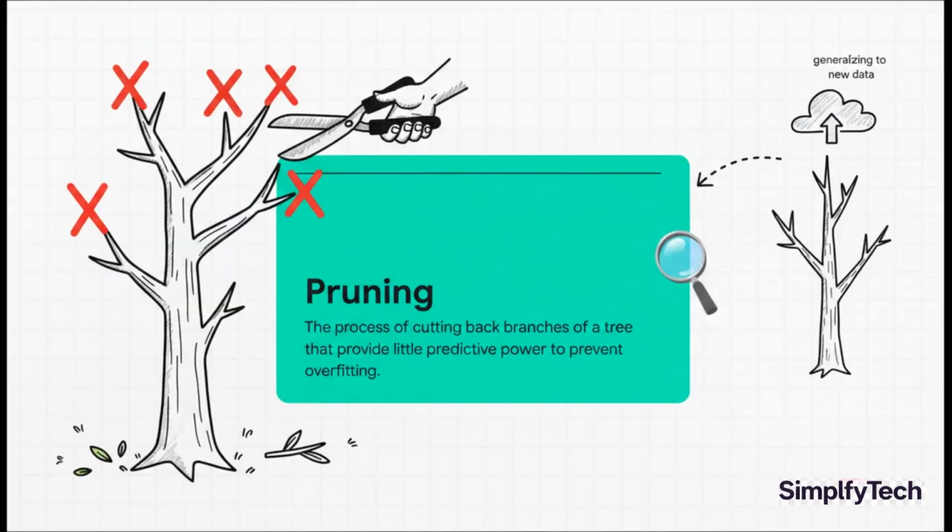So, how do we fight back against these overgrown, overfitted trees? Well, one of the most common ways is a technique called pruning, and it's exactly what it sounds like. After we let the tree grow, we can go back and strategically snip off the branches that don't really add much predictive power. This simplifies the model and makes it much better at making predictions on new data.